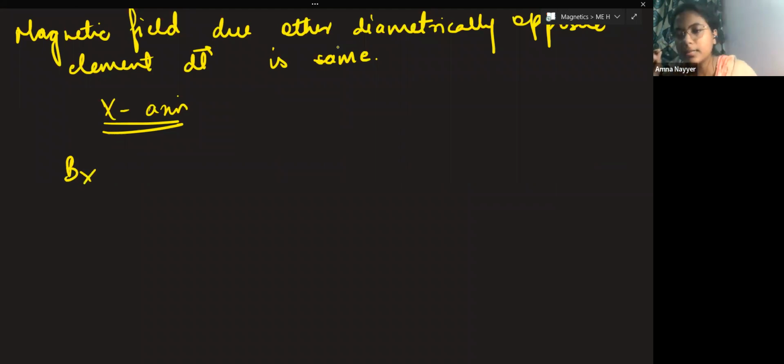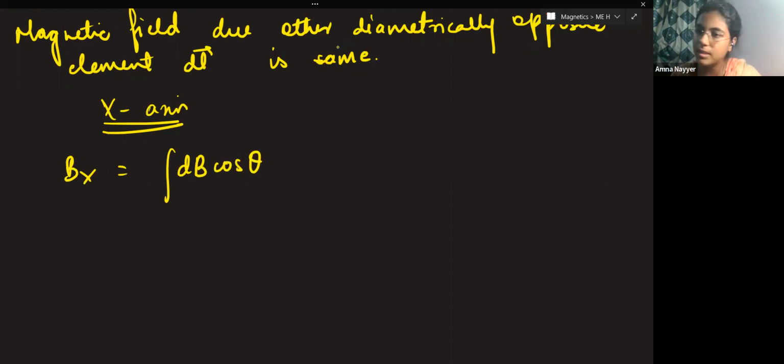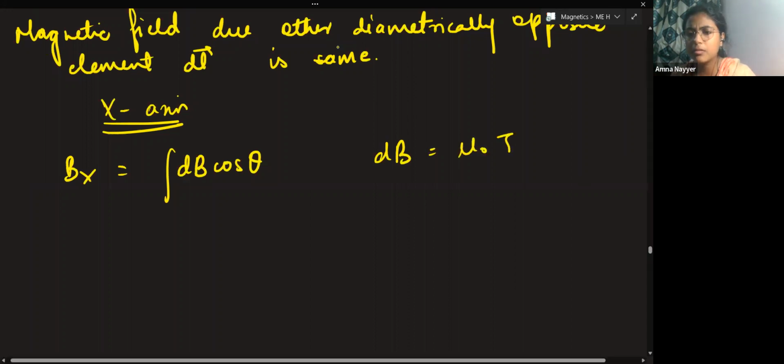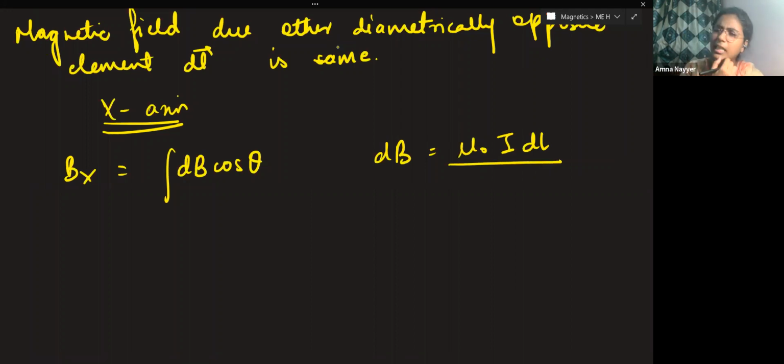Px is the magnetic field that is along the x-axis. And along the x-axis only we are having the component dB cos theta. So we can directly say it is integral of dB cos theta. Fine. This is dB cos theta. Now what is the value of dB? dB's value from here above you can say mu naught I dl sin theta.